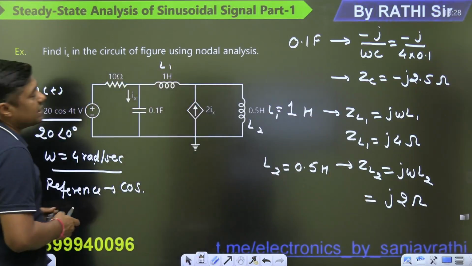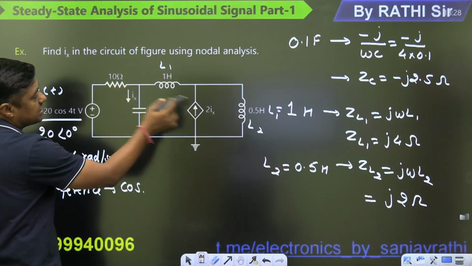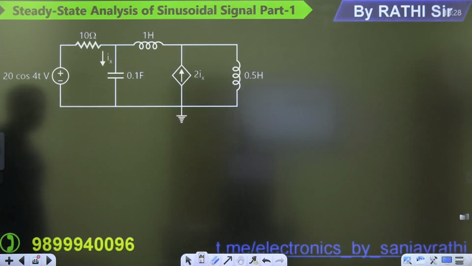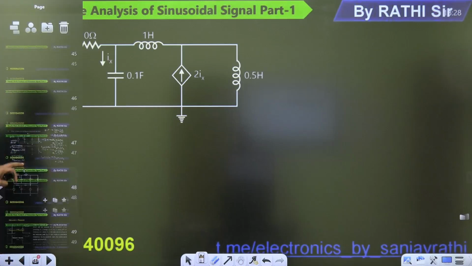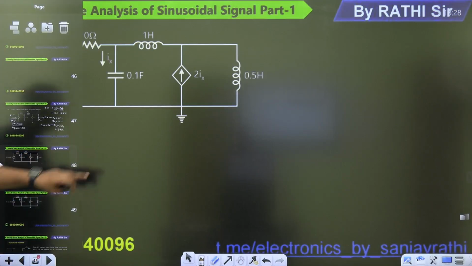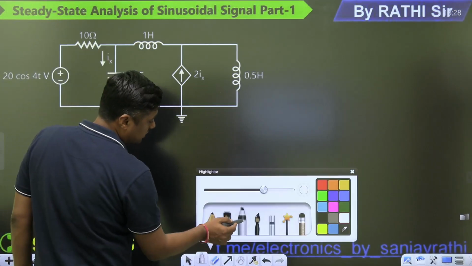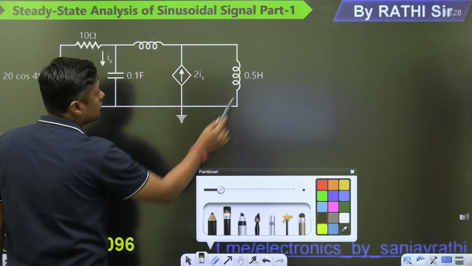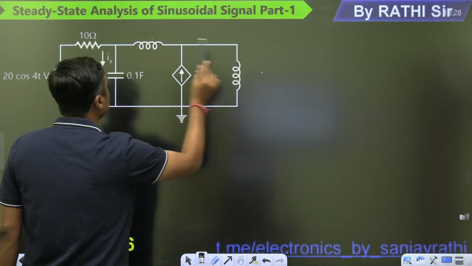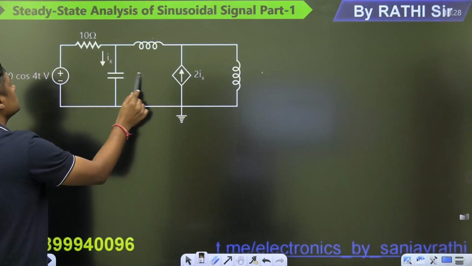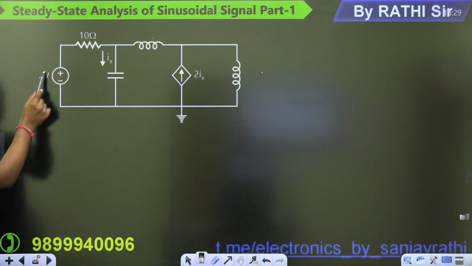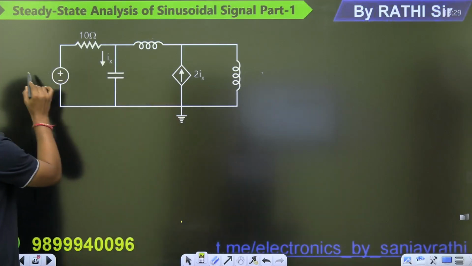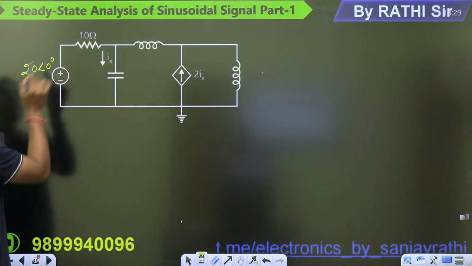The dependent source is 2Ix. Ix is represented in caps, converted into phasor form. Now you can convert the particular diagram into the frequency domain. The diagram will remain the same, but the inductor, the capacitor and the battery are all replaced. The source will become 20 angle of 0 degrees, that is in phasor.